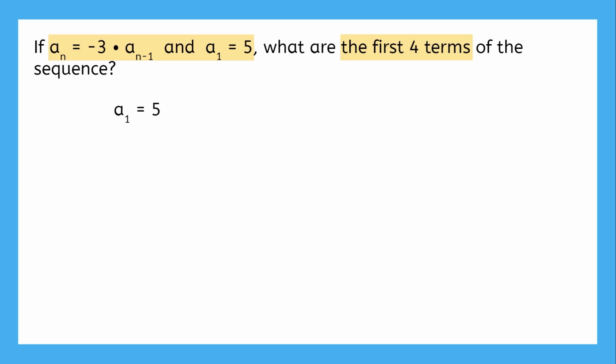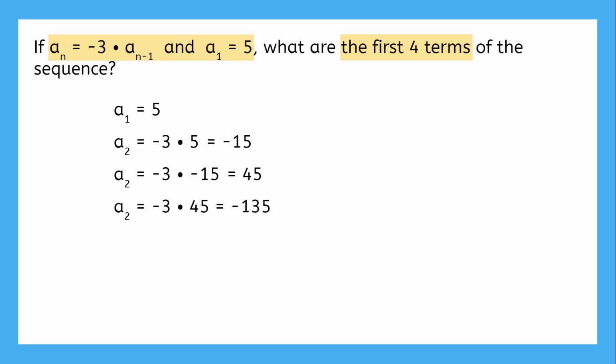The first term is 5, and the second term will be -3 times that, or -15. Then the third term is -3 times -15, or 45. And the fourth term will be -3 times 45, which is -135. So we've got our first 4 terms without dealing with any exponents that are used in the explicit formula.